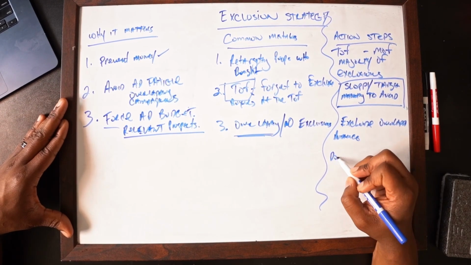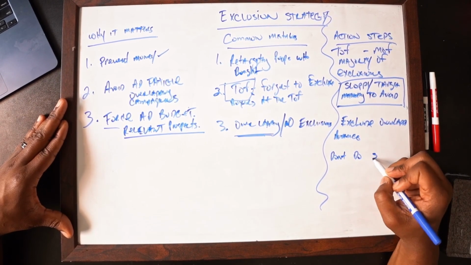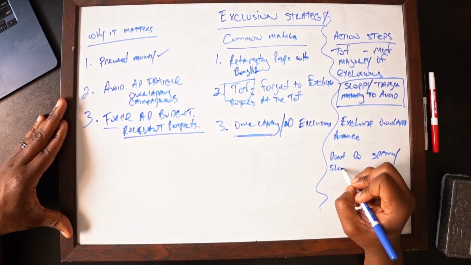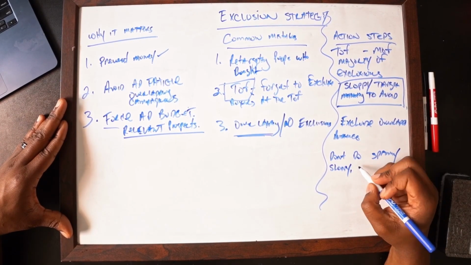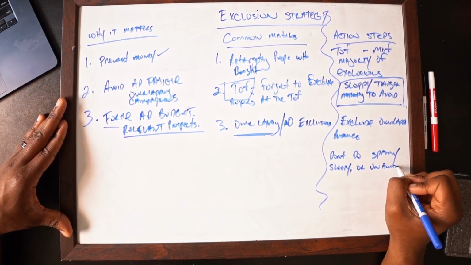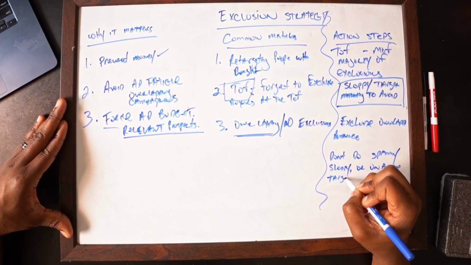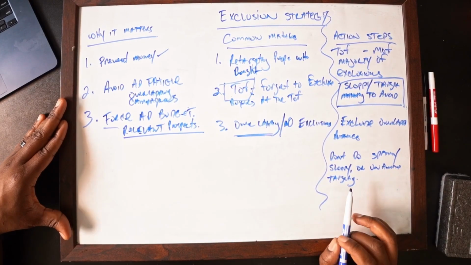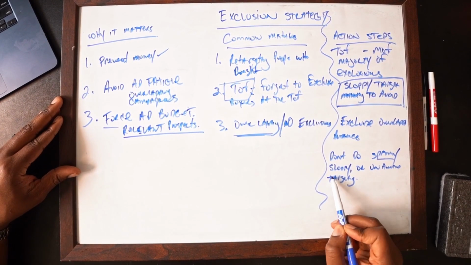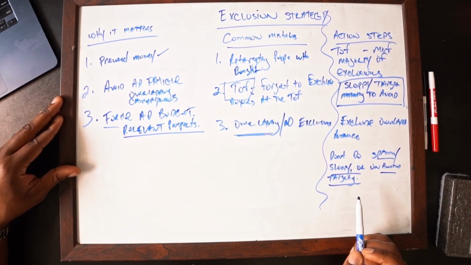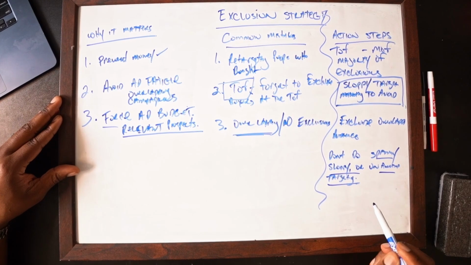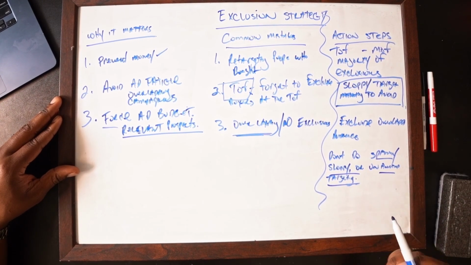Don't do spammy, sloppy, or unaware targeting. This keeps your ad costs down. Target the right people at the right time so that you save your resources and your money and you talk to the right people at the right time.